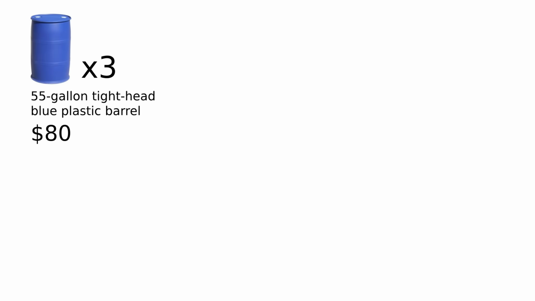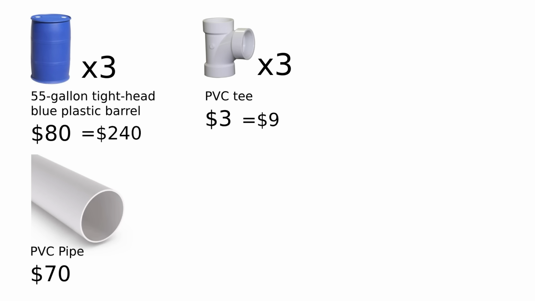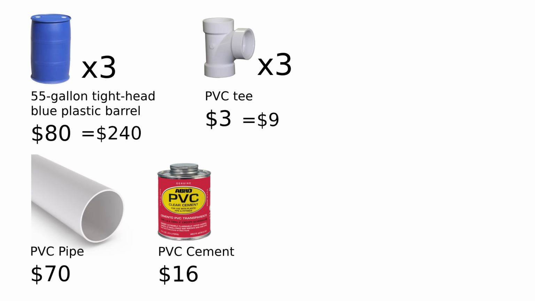The price of a 55-gallon tight-head blue plastic barrel typically ranges from $60 to $80. But for a more accurate estimate, let's assume $80 per barrel, which is $240 for the three barrels. A 4-inch PVC tee is around $3 each, which comes to $9 for three. And for 20-foot pipe with 4 inches in diameter, prepare around $50 to $70, but for the best estimate, let's assume $70. PVC cement will cost you around $16.